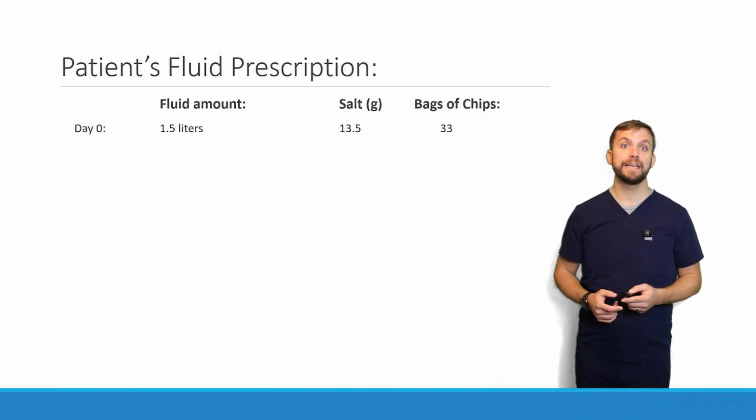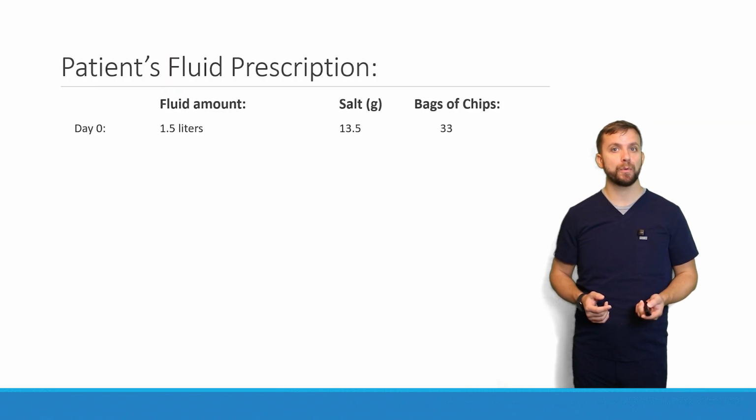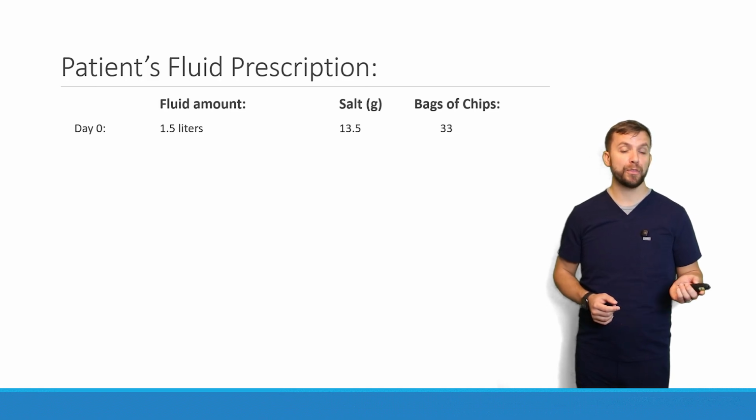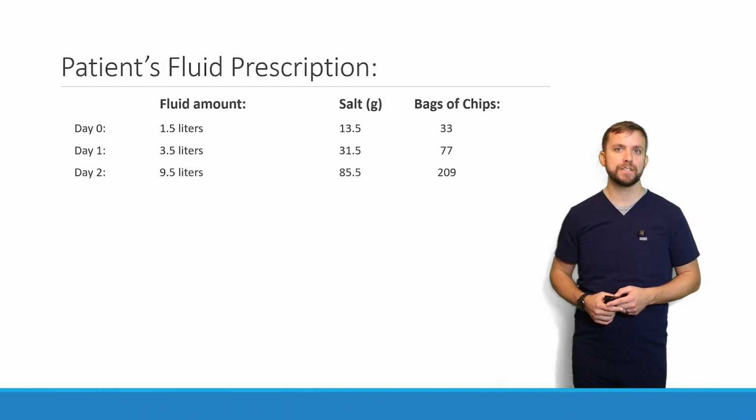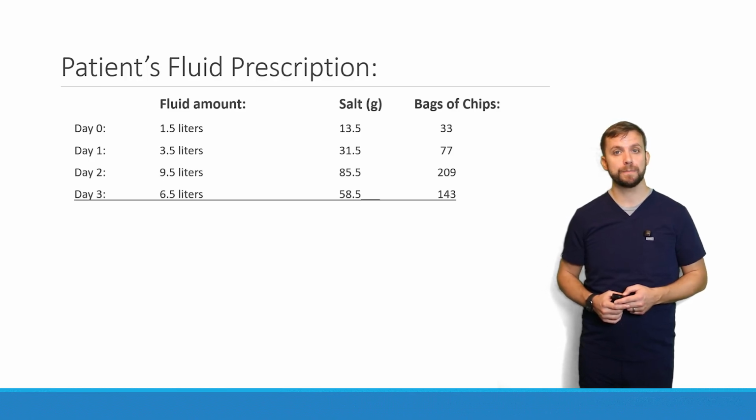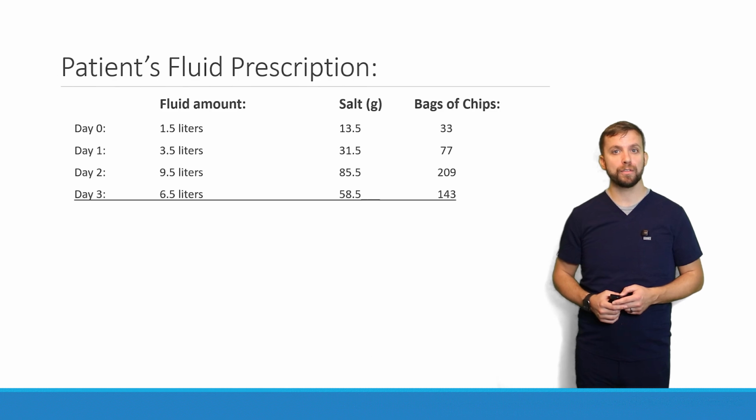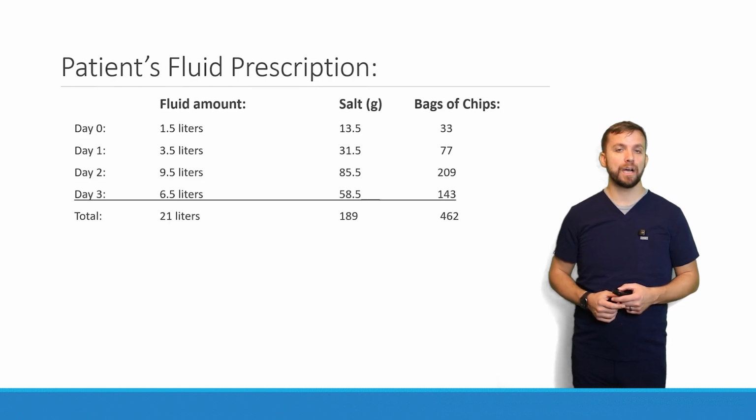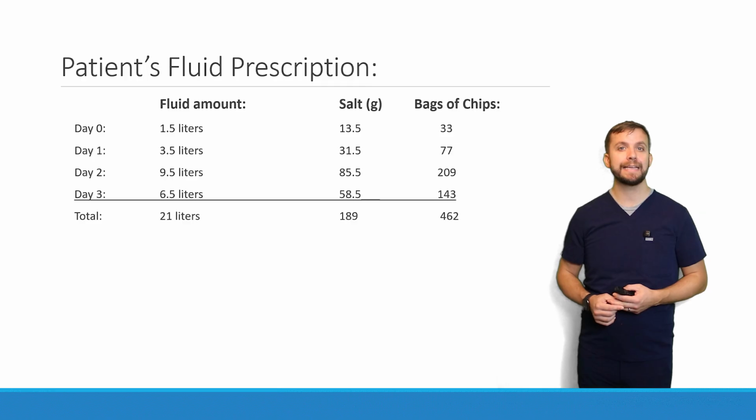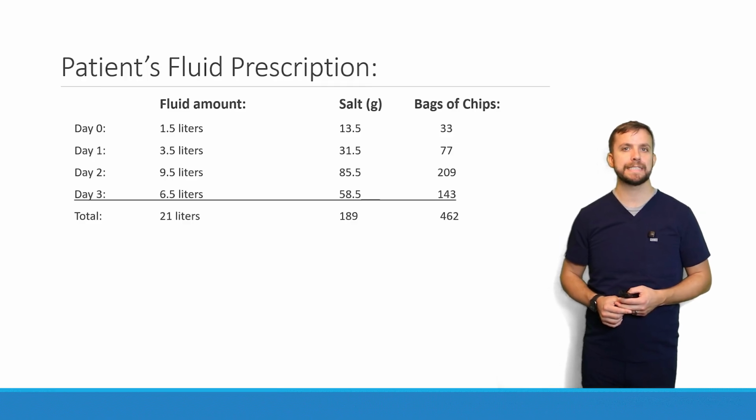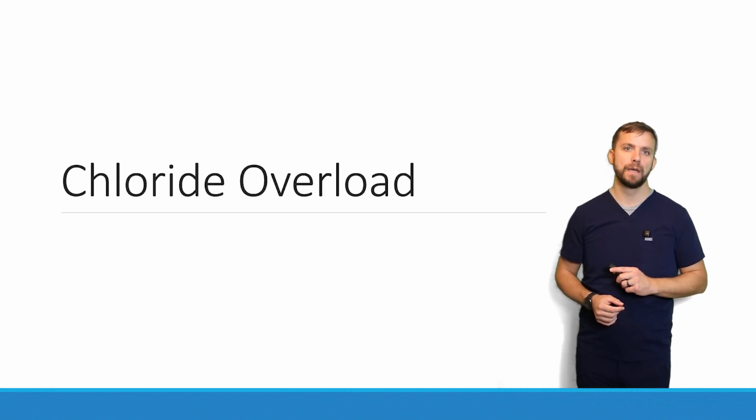So let's look at what his fluid prescription was from a salt standpoint. On day 0, he got 33 bags of chips. On day 1, he got 77 bags of chips. On day 2, he got 209 bags of chips. On day 3, 143 bags of chips. He got a total of 189 grams of salt, or 462 bags of chips.